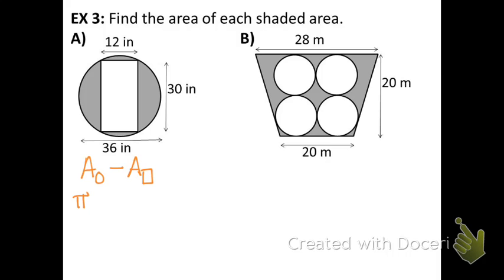So my radius, if you notice that this is the distance all the way across our circle, so all the way across is 36, so half of that will be our radius, so 18 squared, minus our rectangle, which is 30 by 12. So 18 squared is 324 pi, and then 30 by 12 is 360. Again, you can put that in your calculator to give an approximation, or you can leave it in terms of pi, and we would say inches squared.